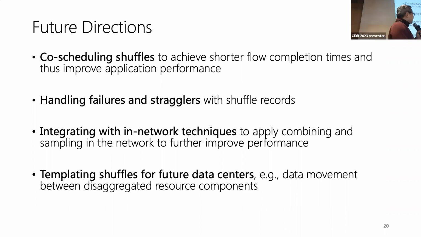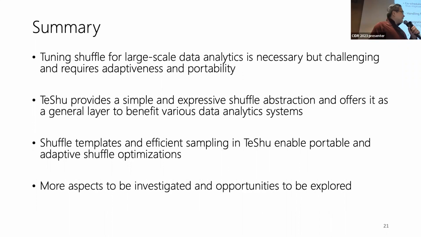There's a lot of interesting work on new smart NIC designs, so could we combine that with in-network processing to further improve performance? And with emerging hardware disaggregation, we would love to see how this approach could apply to future data centers. All right, with that, I think I ran out of time. I'll put the summary slide here and am happy to take any questions.